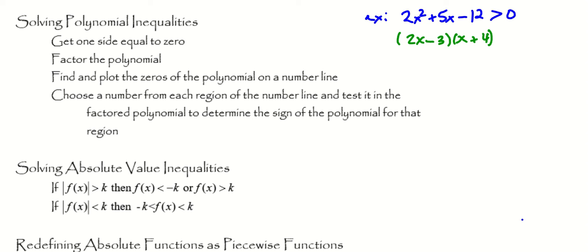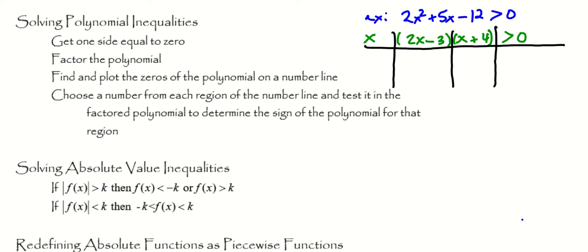And then from that, we're going to build a table. So this is going to be my top row, and then I'm going to make a column before, between, and after my factors. So I'm going to pull down, I want the product of these two factors to be greater than 0, and then my first column is going to be for x.